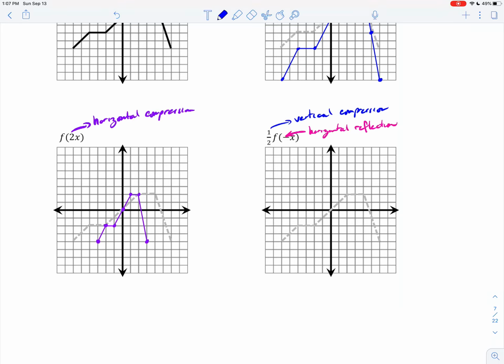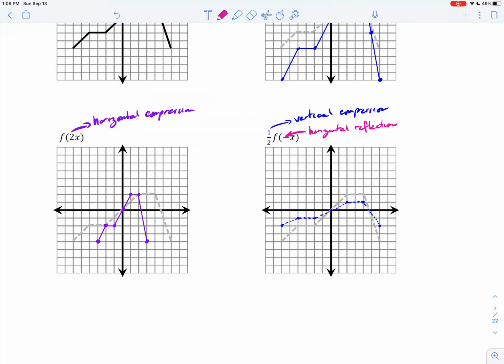But anything that's not my final product has to be a dotted line. So when I apply this vertical compression, for example, and I multiply all my y values by 1/2, I'll plot my points. But when I connect these dots, I'm using a dashed line. This is not my final graph. It's just a step along the way.